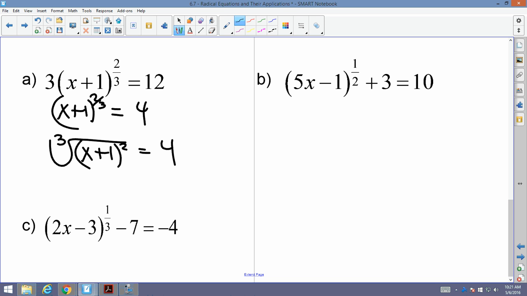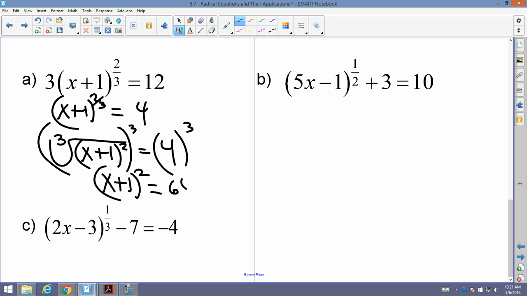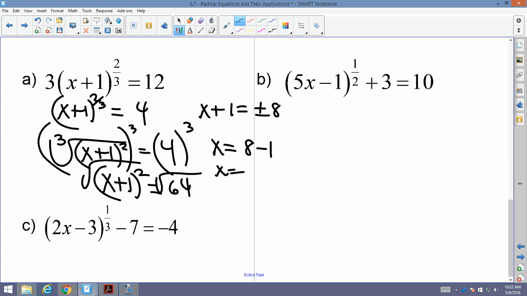How do I get rid of an index of 3? You cube both sides. So when I cube both sides, this is x plus 1 squared equals 64. Square root both sides, you've got x plus 1 equals plus or minus 8. And then x will equal 8 minus 1, and x will equal negative 8 minus 1. So x will equal 7 or negative 9. So either way, you're going to get the same answer.